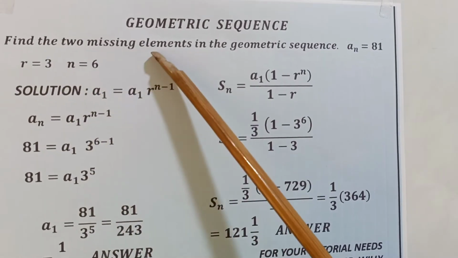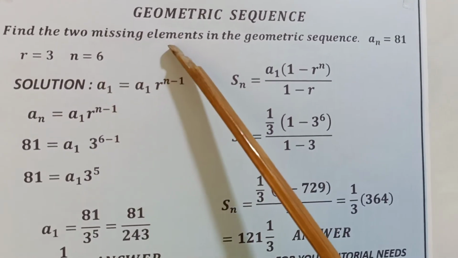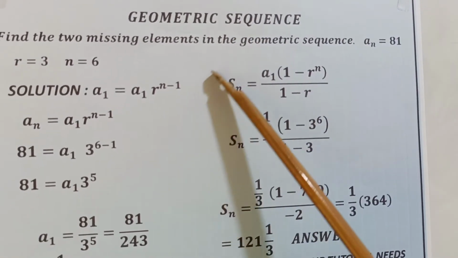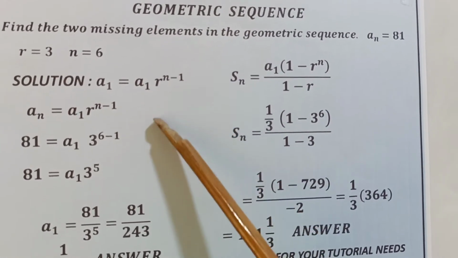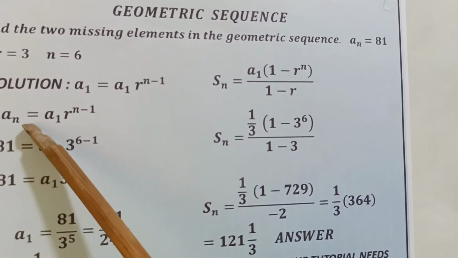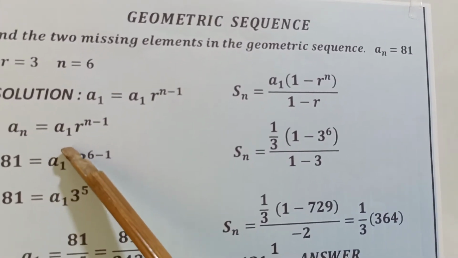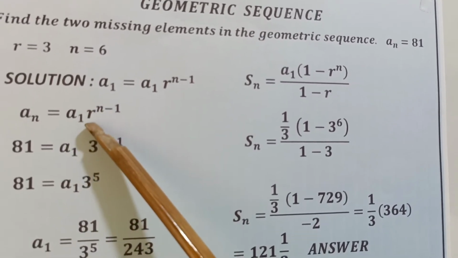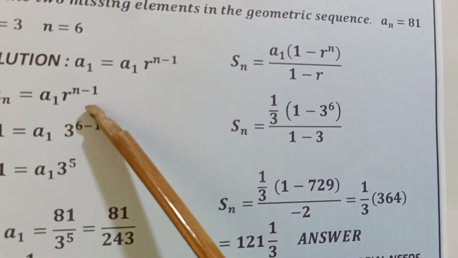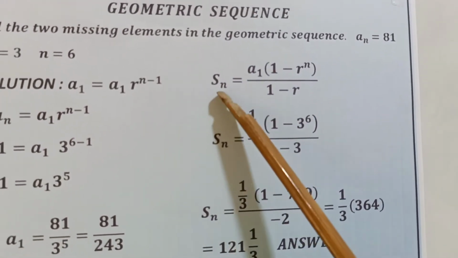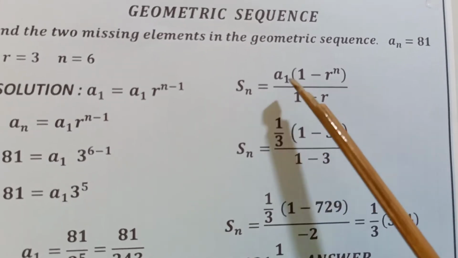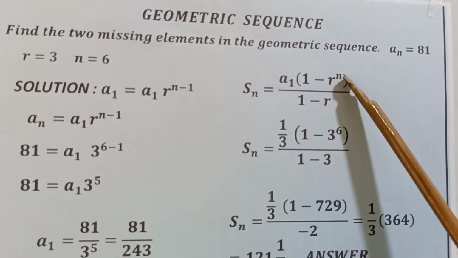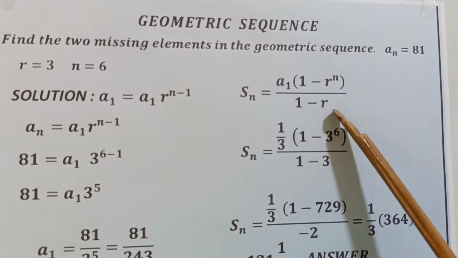The two missing elements will be obtained using the two formulas used in geometric sequence problems. The first formula is a sub n is equal to a sub 1 times the geometric ratio r raised to n minus 1. And the other one is S sub n, the sum of the geometric series, is equal to a sub 1 times the quantity 1 minus r raised to n all over 1 minus r.